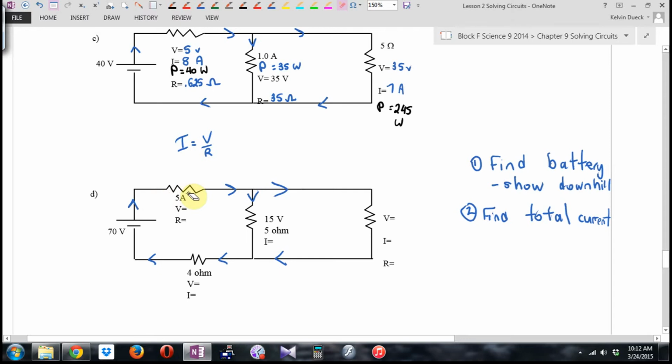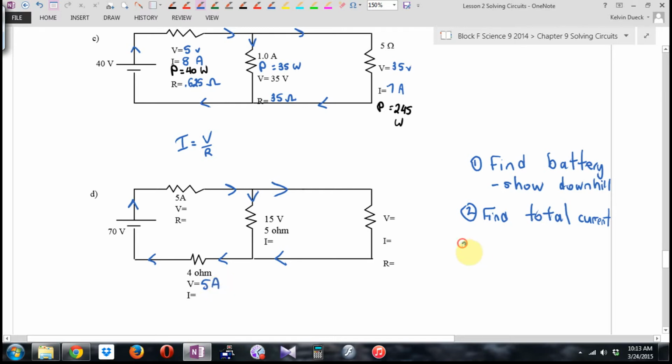What's the total current in this circuit? 5 amps. So now let's walk through currents. Do I know how many amps went this way? No. Do I know how many amps went this way? No. Do I know how many amps went through here? I do. How many amps must have gone through this bottom one? 5, because the skiers split up right there, but they joined up right there. I can fill that in. 5 amps.